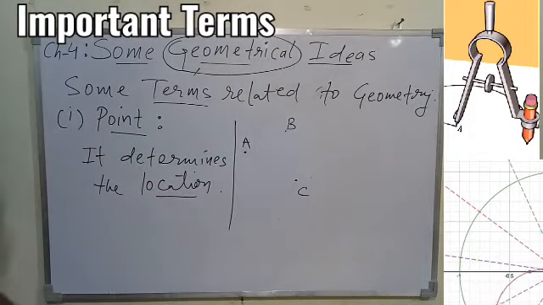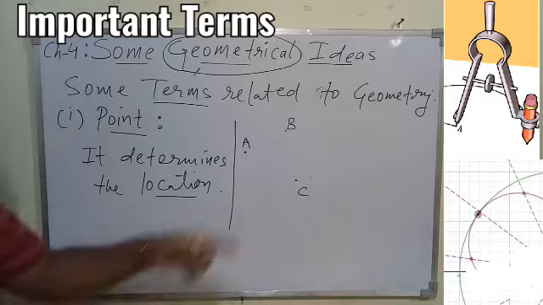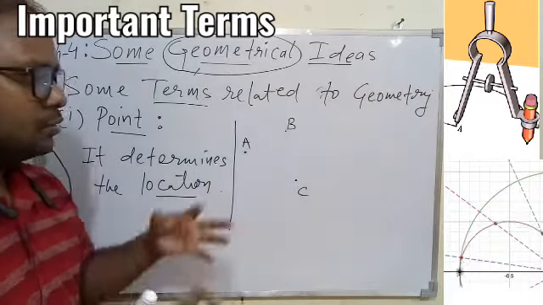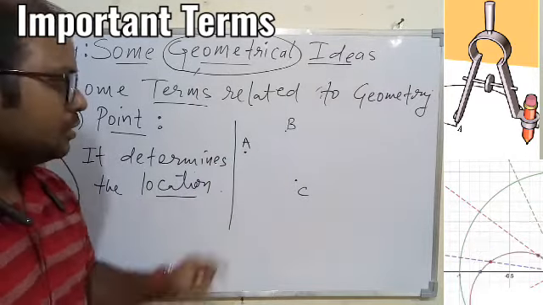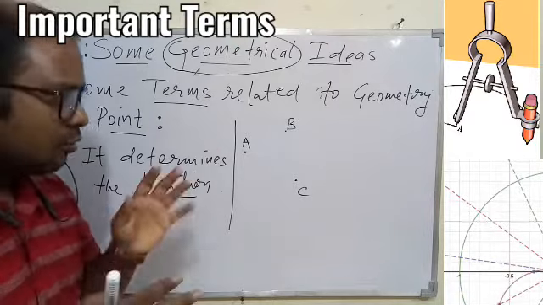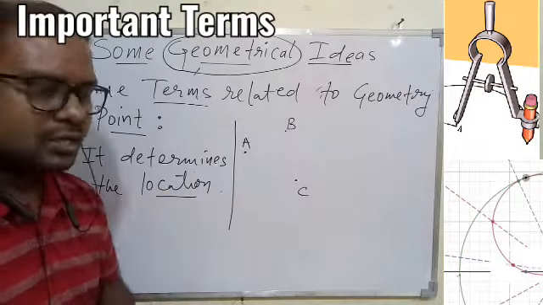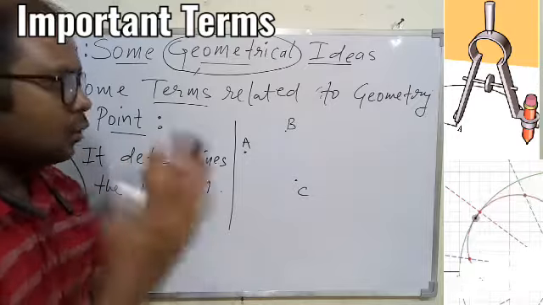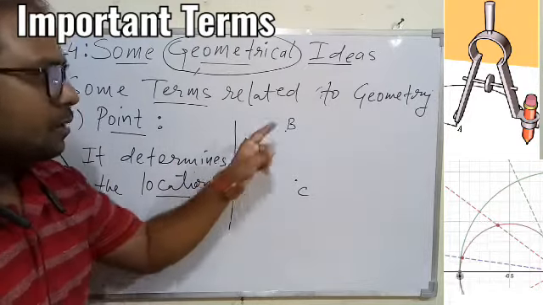Now if anyone is asking where is the location of point B, you can easily find out. Where is the location of point C, you can easily find out. Where is the location of point A, easily find out. Now A, B and C are three different points, and now you are able to locate three different points with the help of name also.